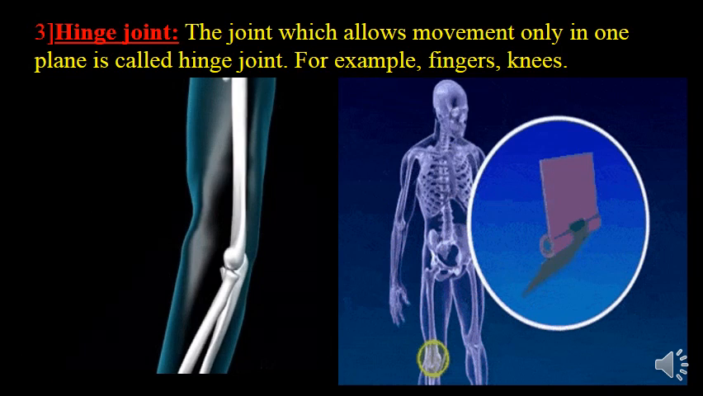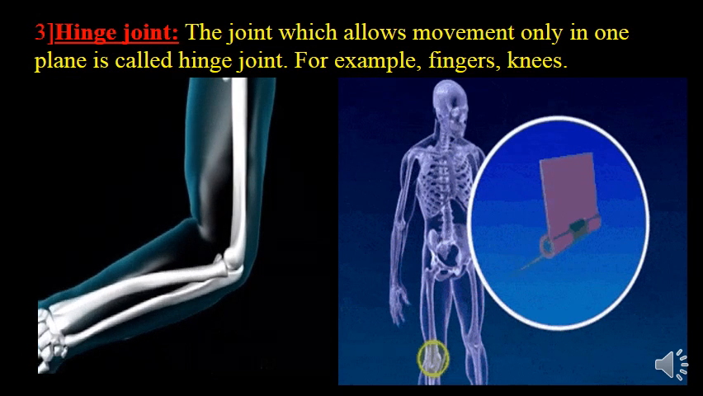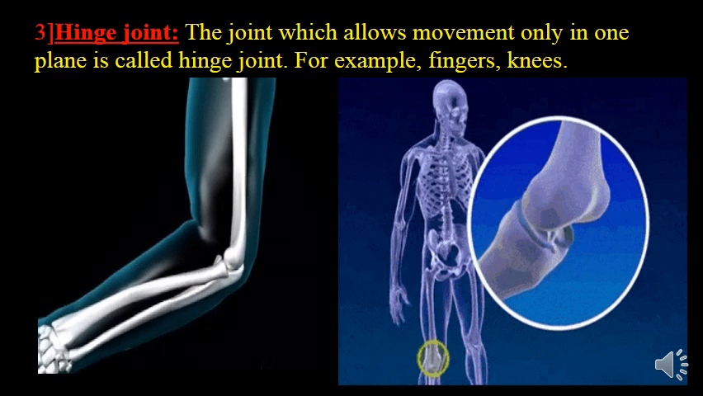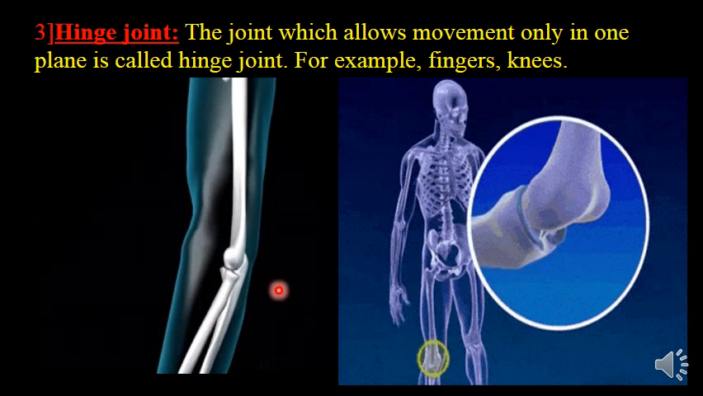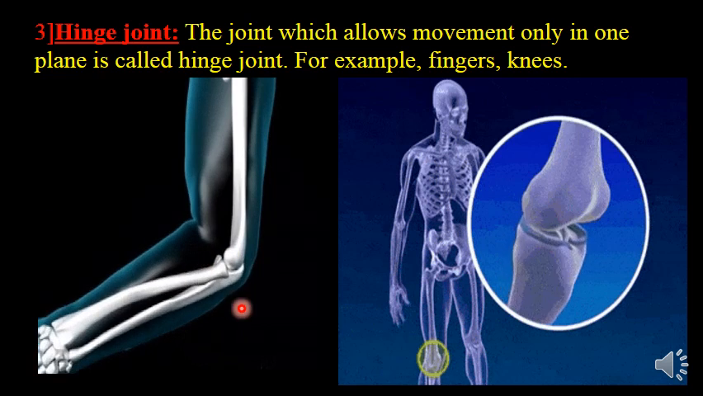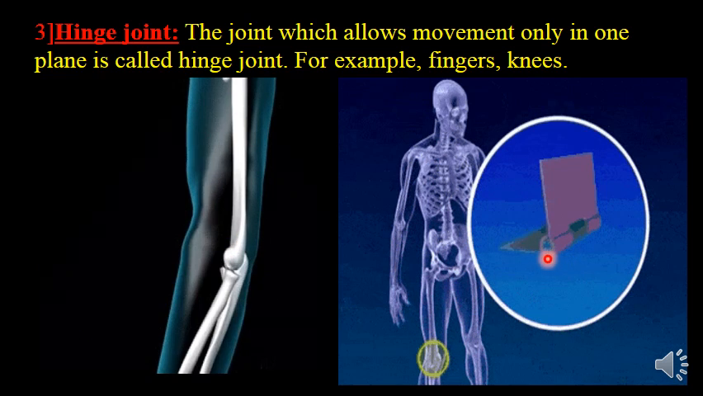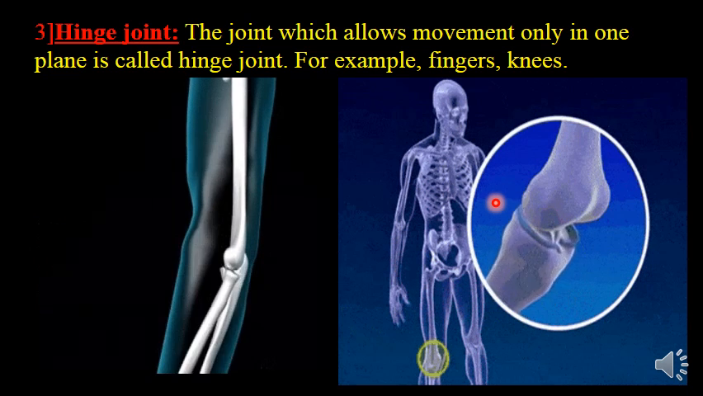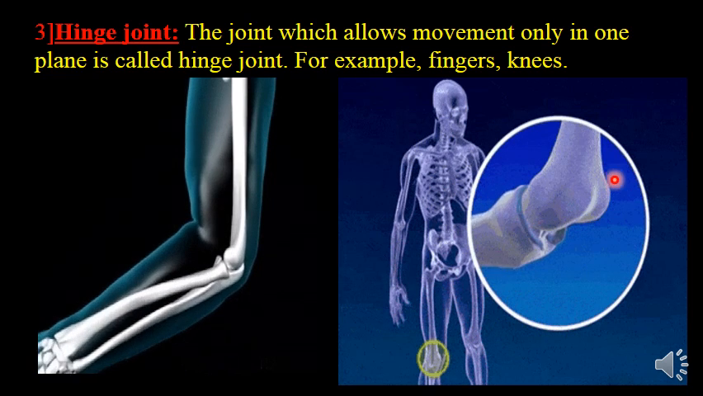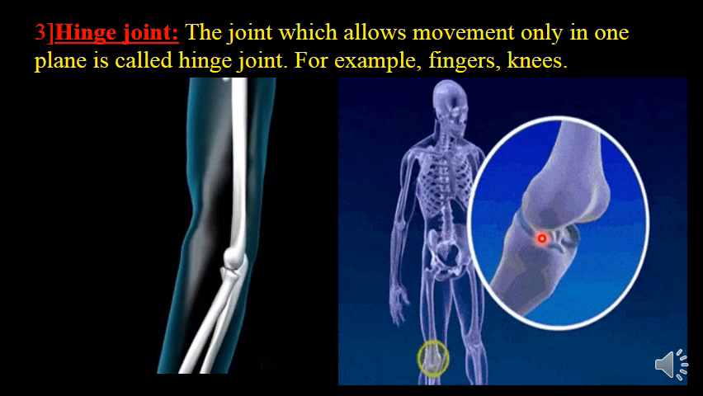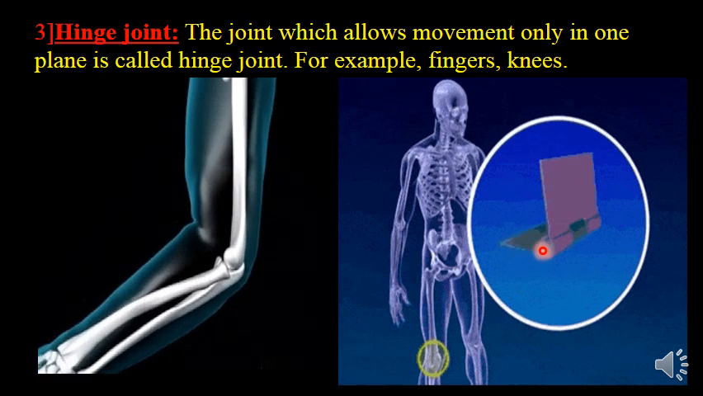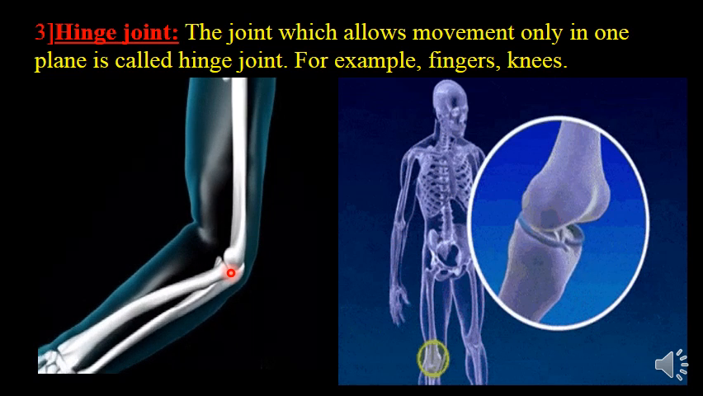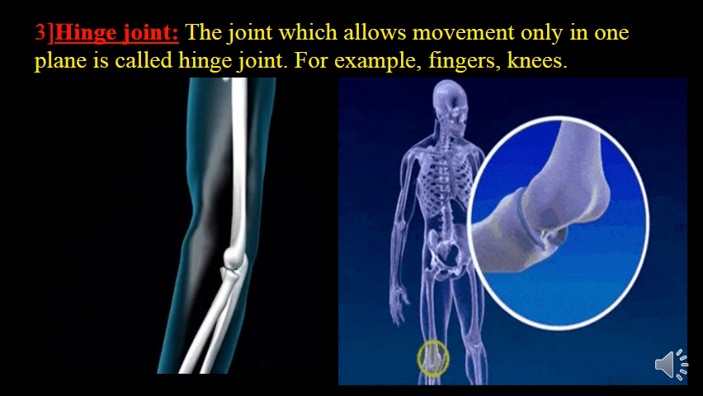Then third is a hinge joint, which allows movement only in one plane. Okay, this joint is present in the fingers, knees and arm. You can see here it is present. This joint allows the bones to move only in one direction. Okay, if we try to do it in reverse direction, there will be a crack in your bones. So, these joints are present in fingers and knees. This joint is known as hinge joint.